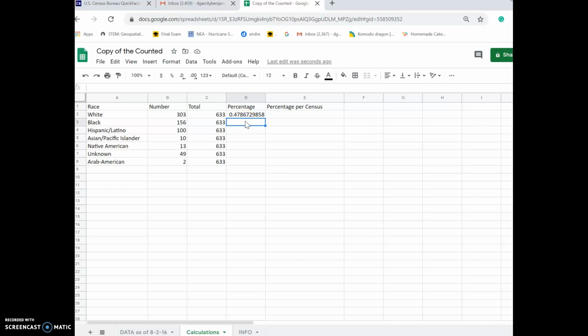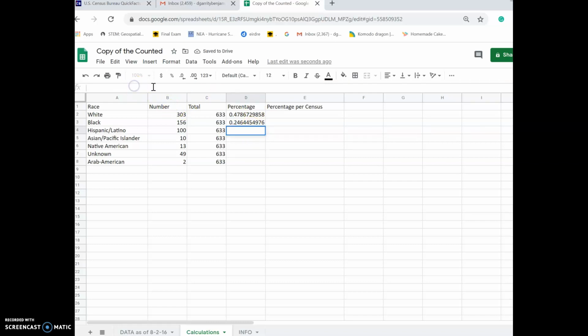Let's just work through it again. Remember, we go up here to the function box where we're going to put in our formula. We type in equals, and we say 156, and then we do our division symbol, and we say 633. Notice I'm not using the dot line dot division symbol. Instead, I am using a slash. So you want to make sure you're doing that. I hit enter. We have 24.6.